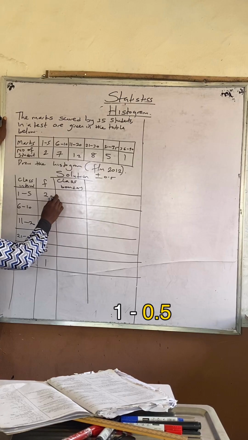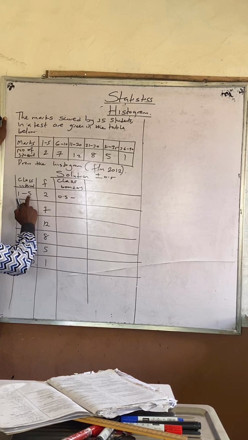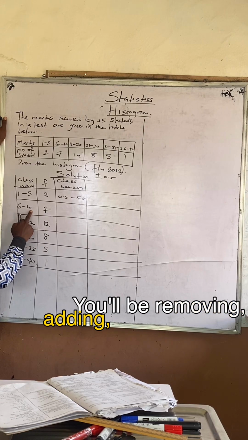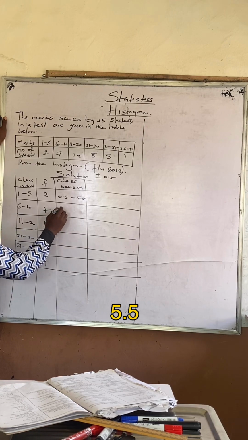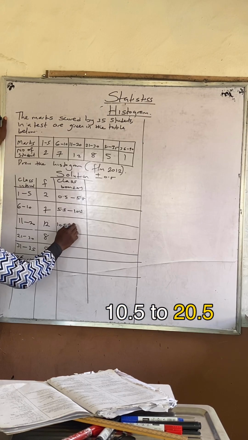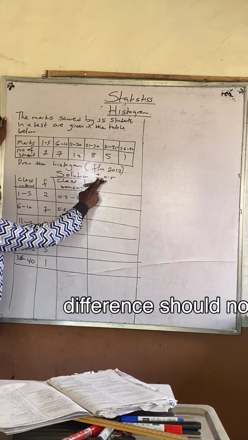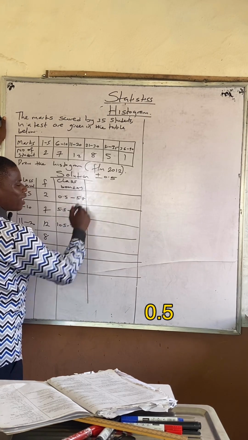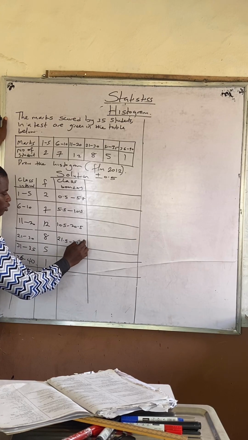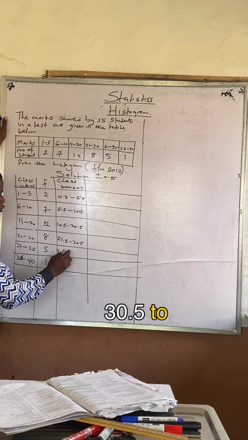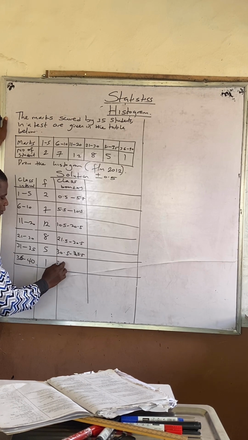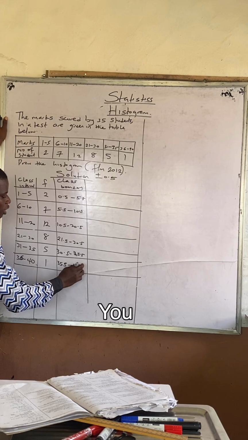1 minus 0.5 is 0.5. 0.5 plus 5 is 5.5. You'll be removing and adding like that. 5.5 to 10.5, 10.5 to 20.5. You can use your calculator, but the difference should not pass 0.5. So 21.5 to 30.5, 30.5 to 35.5, 35.5 to 40.5. You are done.